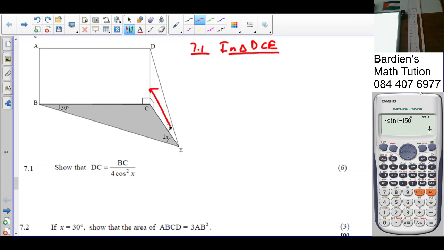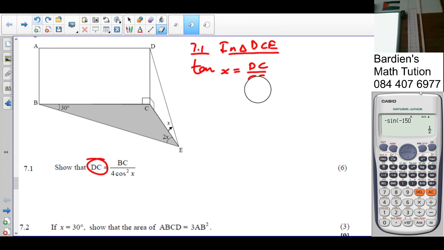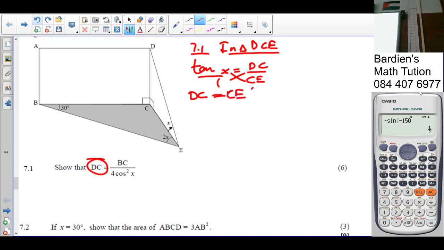So you remember that's going to be DC, which is opposite, and adjacent. So which trigonometric function uses opposite and adjacent? Tan. So we say tan of x equals opposite, which is DC, over adjacent, which is CE. Right, so what do they want? They want DC as the subject of the formula. So I'm going to make DC the subject of the formula. DC times 1 is DC, so it's CE tan x. Now this becomes equation 1.